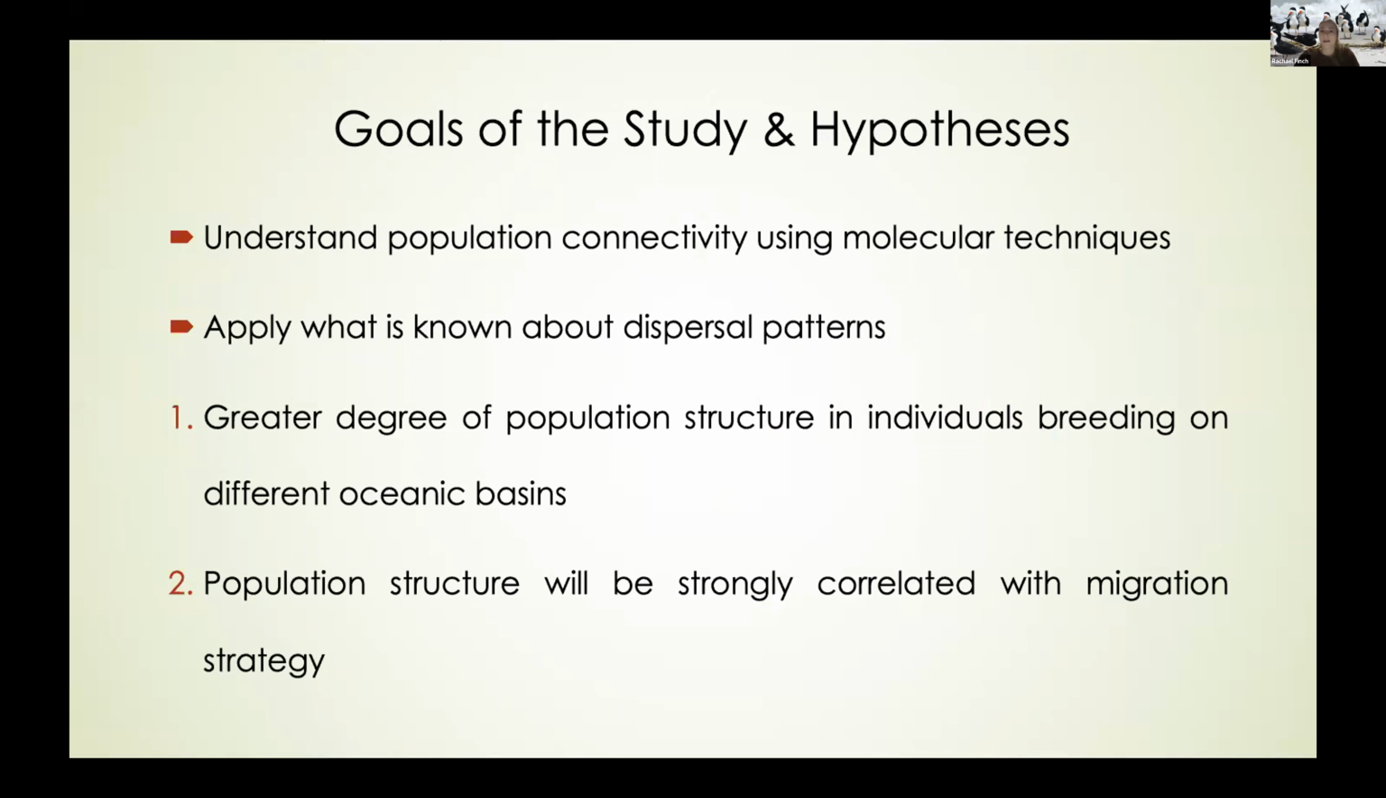With these goals in mind, we formulated two hypotheses. The first being that there would be a greater degree of population structure in individuals breeding in different oceanic basins. So we believe that the California population and the New York population would have a greater degree of population structure, while Texas would have more of an intermediate population structure. Our second hypothesis was that population structure will be strongly correlated with migratory strategy.